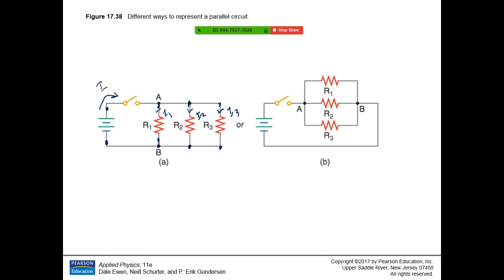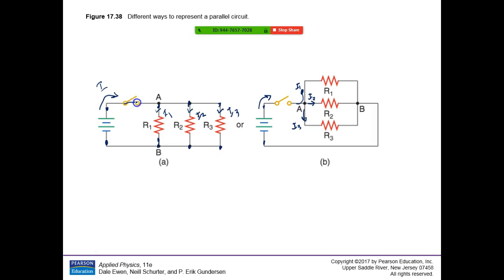Okay? Same thing goes here. Your current that leaves here, part of it goes up this way. That would be your I1. Part of it goes through here. That's I2. And part of it goes down here. That's I3. This is the same circuit, just drawn a different way. And guess what? You put a voltage meter across there. You measure the voltage of that battery. I said 6 volts, whatever it happens to be.